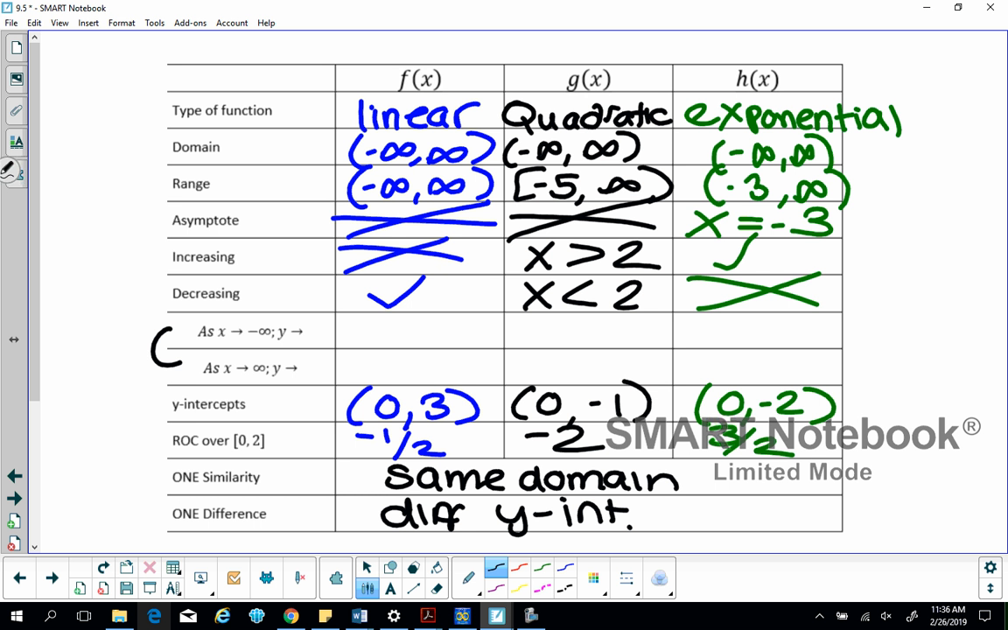They all have different rates of change. This one? No, because remember the asymptote, they never actually touch it. But the quadratic it does.